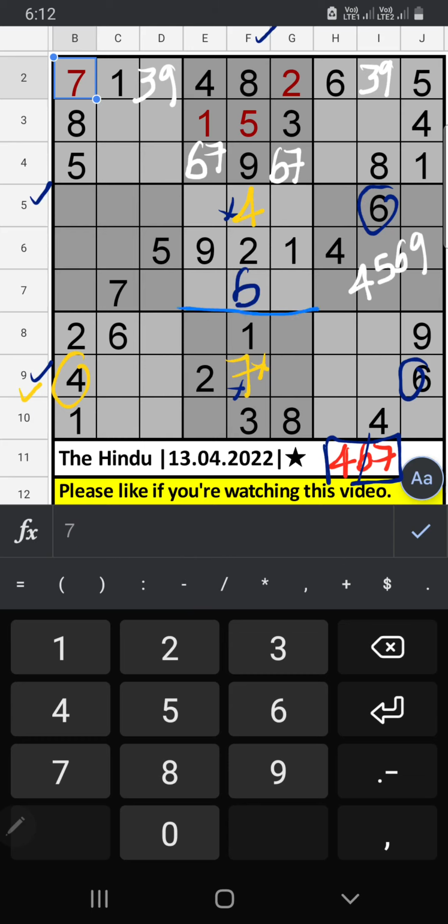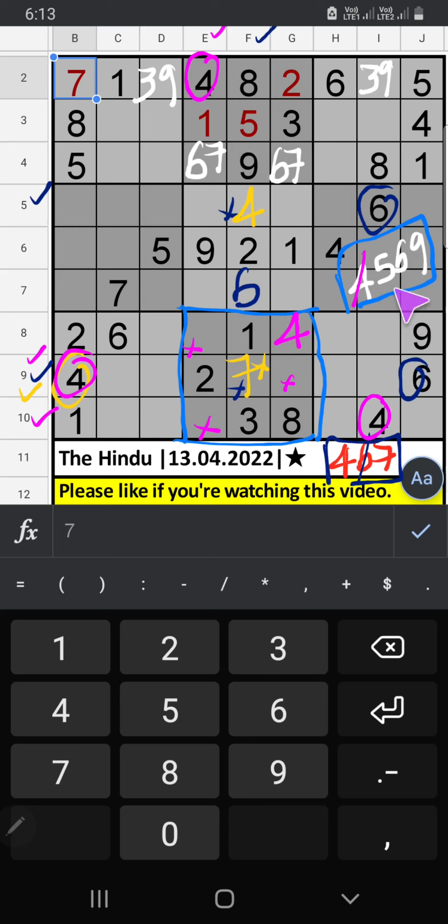8th grade. 4 numbers are remaining: 4, 5, 6, 9. 9th row and 10th row, we have 4, so 4 can't come in these cells. Column E also we have 4, so 4 can't come in this cell. Then 4 is confirmed here.